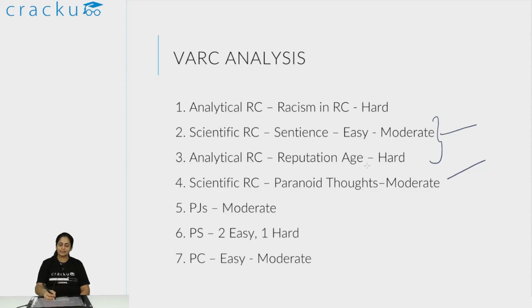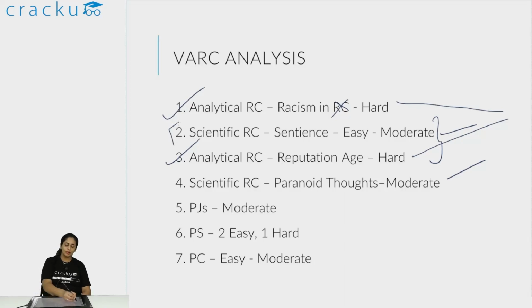The analytical RCs, one of reputation and age, and one of racism, racism in philosophy, both were difficult to read, difficult to understand. With analytical RCs, you don't have to just read, you have to digest that information, compare it with something that you know, and then understand what the author really means. So this would require you to think a lot, and they were therefore difficult to solve. But the scientific ones were not difficult and you should have scored marks there.